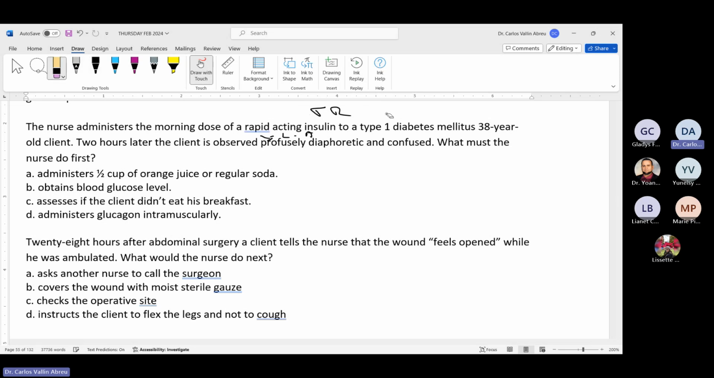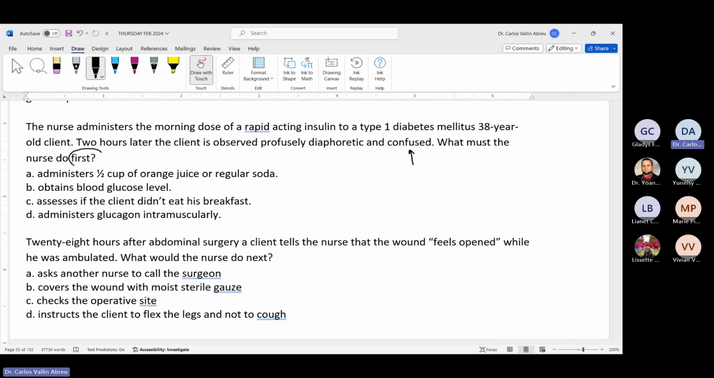I need to be very careful when I'm reading not to confuse that. So it is really rapid acting insulin, an insulin that starts working very soon, and the peak of action is between 1 to 2 hours. It's very quickly acting. The nurse administered the morning dose of rapid acting insulin, Lispro or Aspart, to a 38 year old client with type 1 diabetes mellitus. 2 hours later, the client is observed profusely diaphoretic, sweating, and confused. So the brain is malfunctioning, is confused. What must the nurse do first?